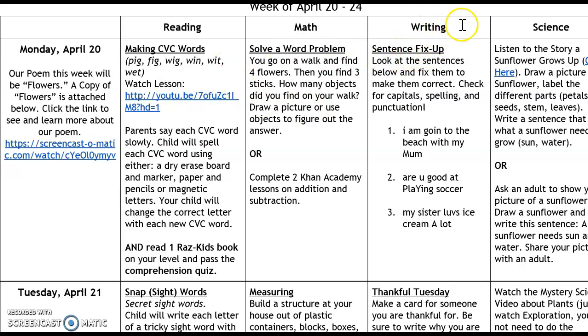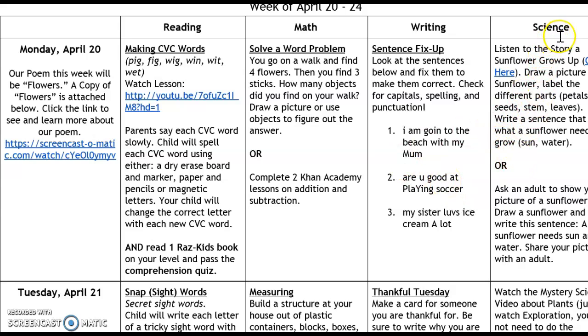Writing's going to look a little bit different. We're going to work on the structures of writing instead of a writing topic like we did last week. So we're going to work on sentence fix-up, and this looks a lot like probably how you did writing in school. We're going to fix the errors in the sentences with your child.